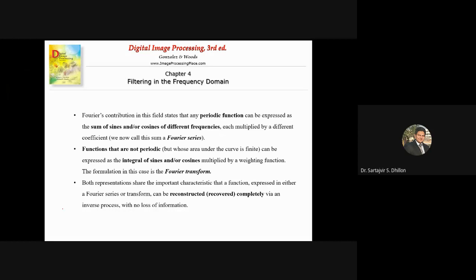Okay. Let us begin with the Fourier series. Introduction to the Fourier series. The Fourier contribution in the field of digital image processing is that any periodic function can be expressed as a sum of sine and cosine of different frequencies, each multiplied by a different coefficient. It is called a Fourier series, and the functions which are not periodic are expressed in the form of an integral of sine and or cosine multiplied by a weighted function.